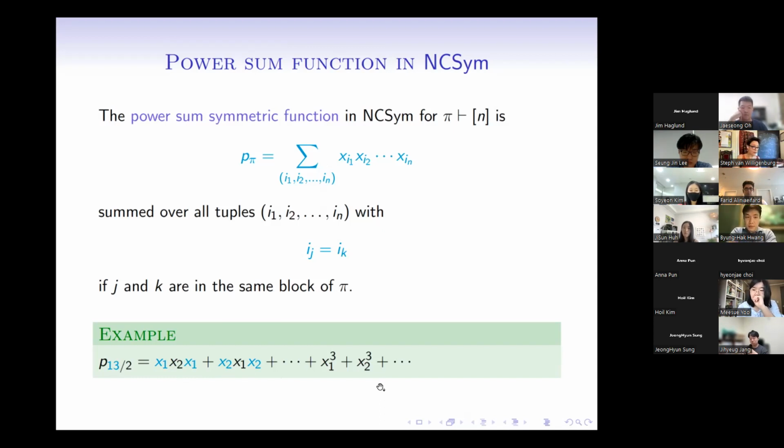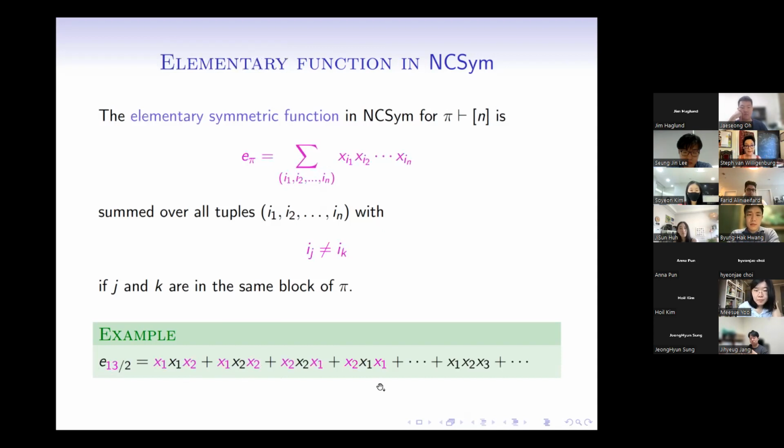Now we're going to go on to our third basis. So these are going to be the elementary symmetric functions in non-commuting variables. And again, we're going to be looking at a sum of monomials. But now what we're going to do is we're going to have that the variable in the jth position has to be different from the variable in the kth position if j and k are in the same block.